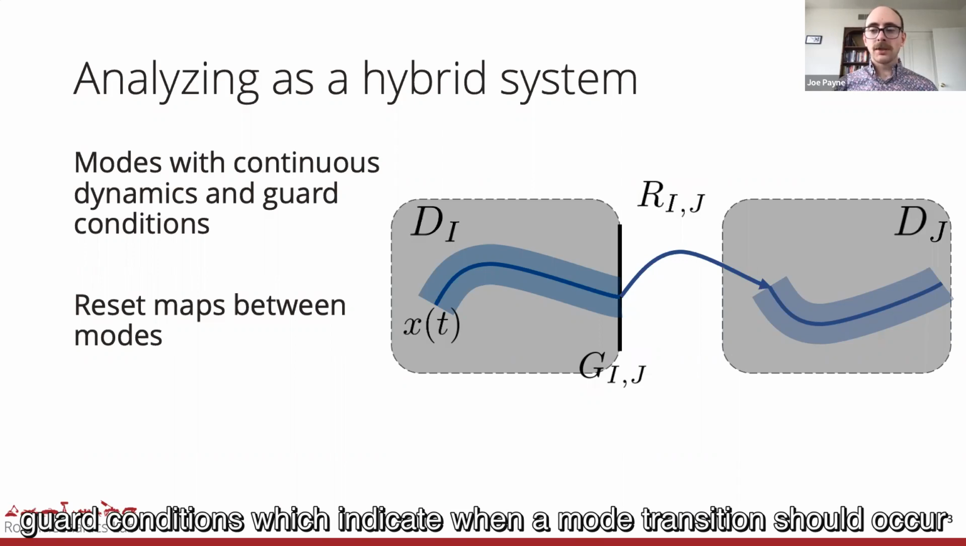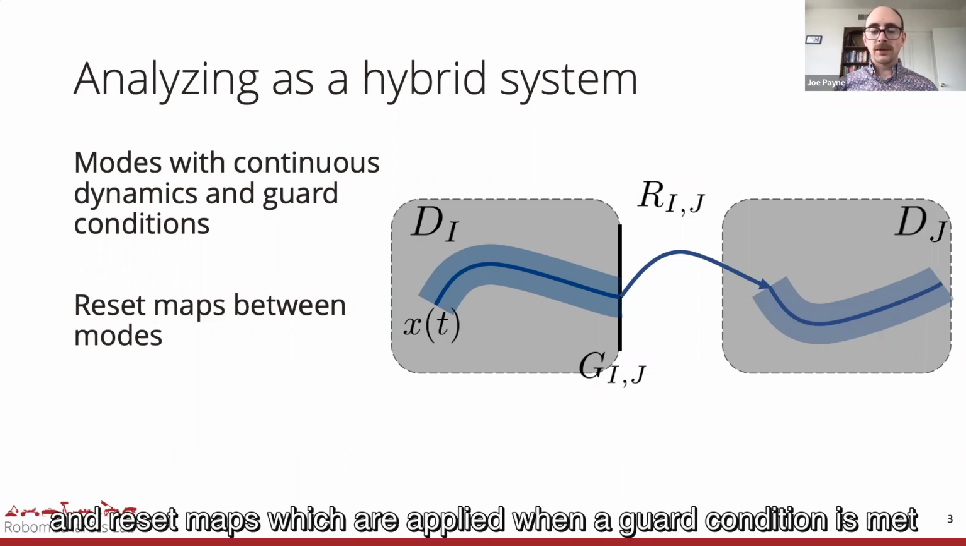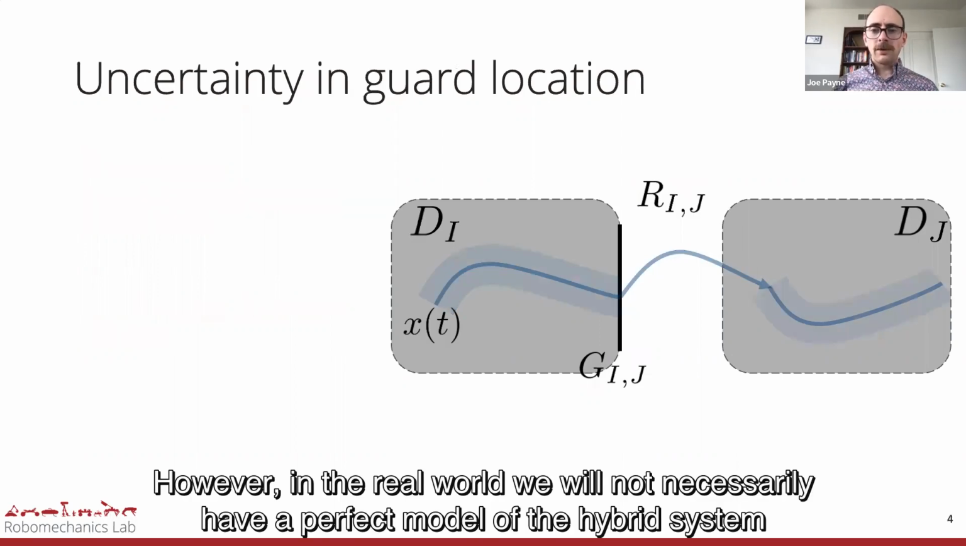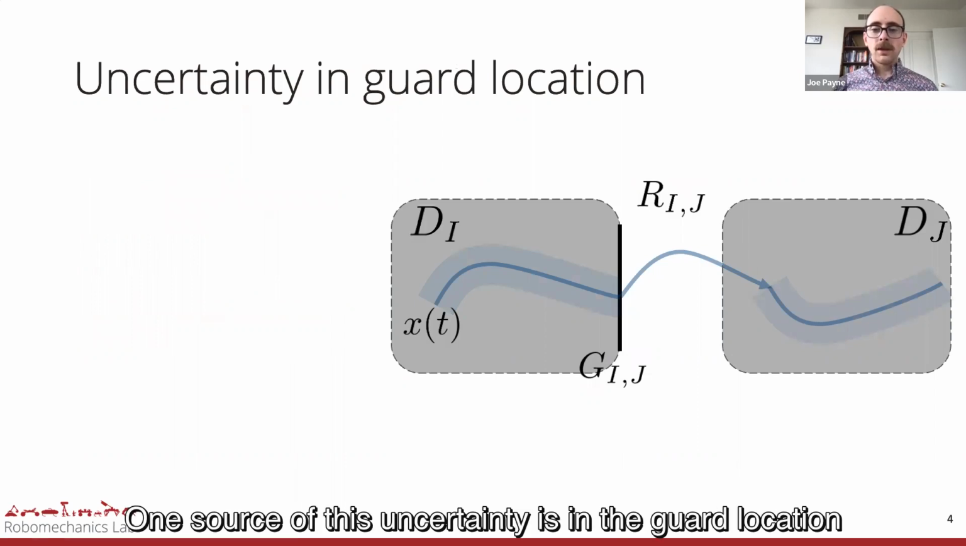Briefly, a hybrid system contains a collection of domains with continuous dynamics, guard conditions which indicate when a mode transition should occur, and reset maps which are applied when a guard condition is met. However, in the real world, we will not necessarily have a perfect model of the hybrid system. One source of this uncertainty is in the guard location.